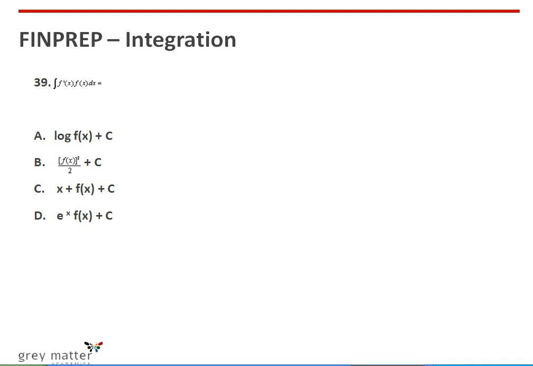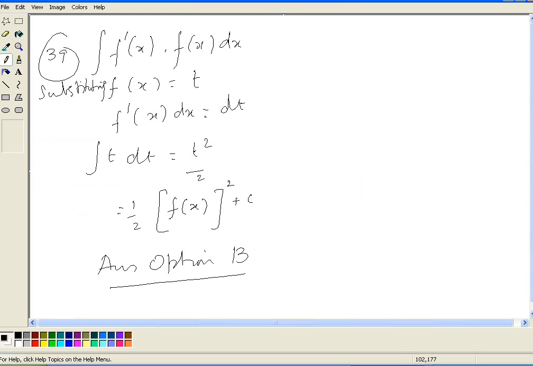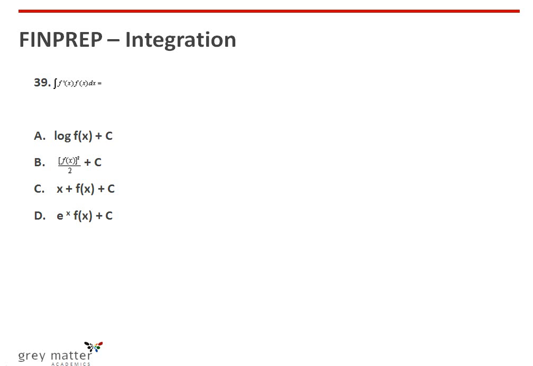39th problem: integral f dash of x into f of x dx. Going to our work area, substituting f of x equal to t, f dash of x dx is equal to dt by differentiating. The original integral becomes integral t dt, which is equal to t squared by 2, which is 1 by 2 (f of x) whole squared plus c, which is option B. Going back to our PowerPoint presentation, it is option B, which is (f of x) whole squared by 2 plus c.